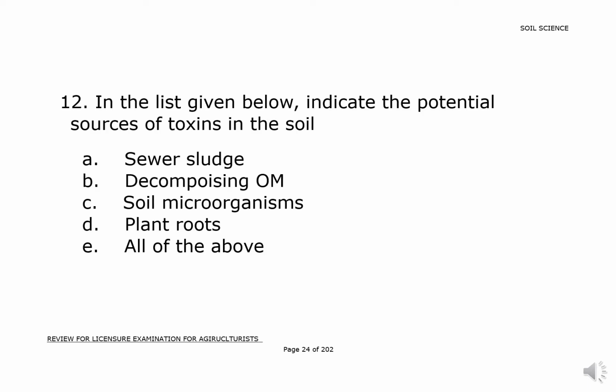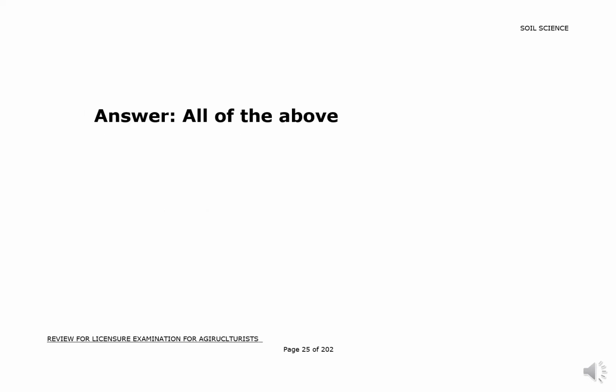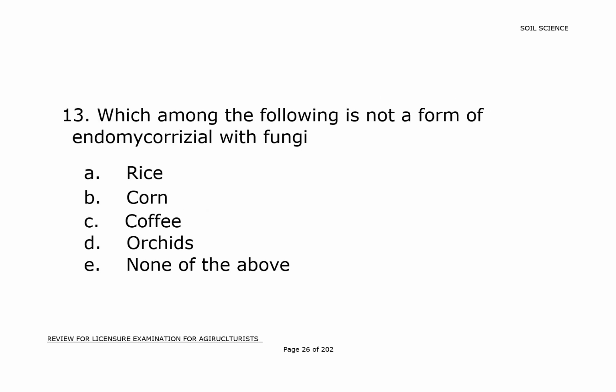Number 12. In the list given below, indicate the potential sources of toxins in the soil. A. Sewer sludge, B. Decomposing OM, C. Soil microorganisms, D. Plant roots, or E. All of the above. The answer is all of the above.